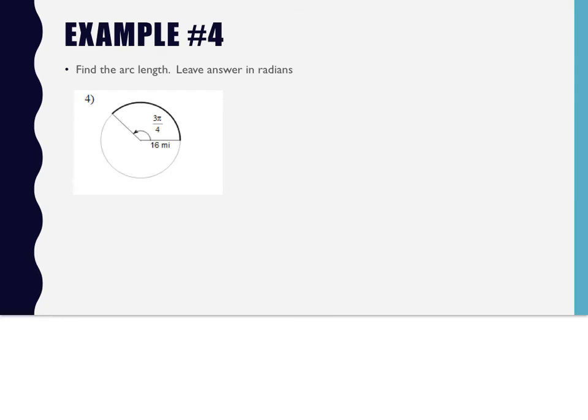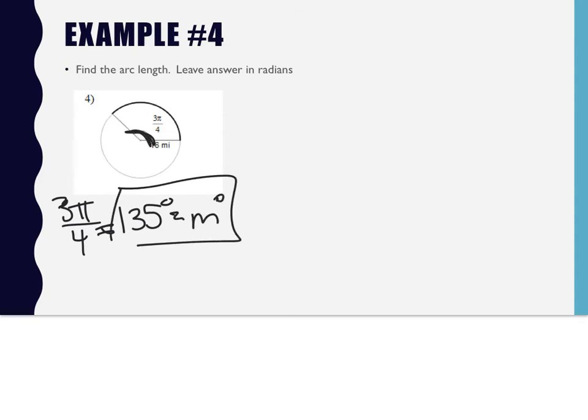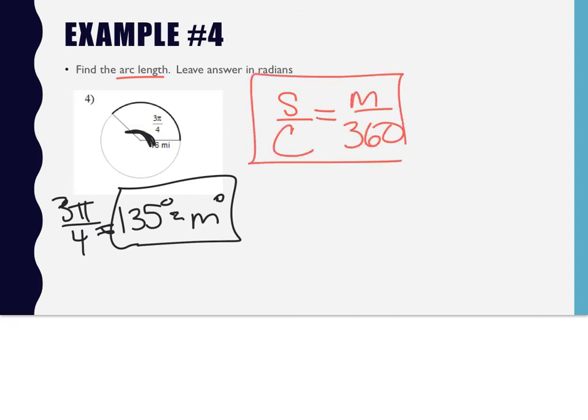Example 4 is the same. Let's go ahead and write down the conversion of that 3 pi over 4 turned into degrees. That would be 135 degrees. You need to do that practice because you'll be tested on it, but today we're not going to take the time. So that angle measure right there is 135 degrees. We'll use that. We are finding arc length, so we're going to use this version of the formula, straight out of your vocabulary.